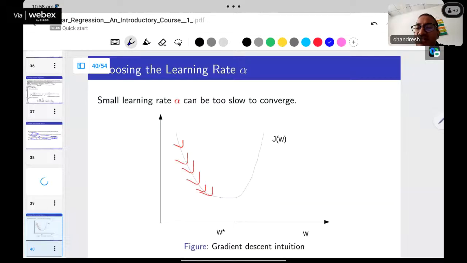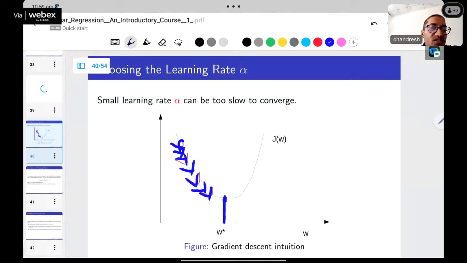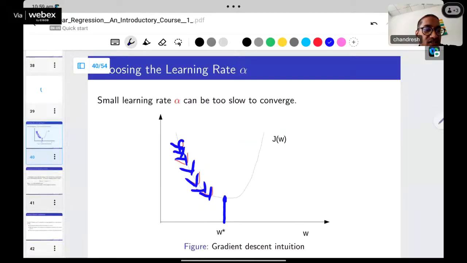And if alpha is really small, then you will descend very slowly like this towards the minimum. Our objective is to come here. So yes, you are moving towards the minimum, but very slowly, so it will take a lot more iterations than required. The idea is to pick the learning rate alpha such that you go to the minimum but do not overshoot it. You do not miss it. That's the goal. So that's the role of alpha in gradient descent.